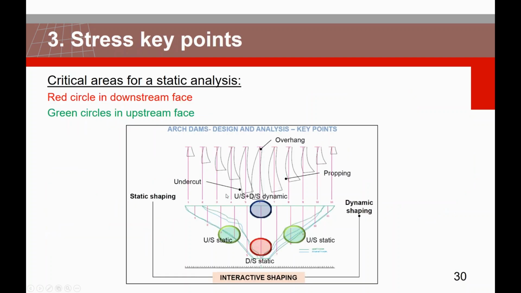And right now, we can see what the critical stress areas are that we're going to focus on in every iteration. And we have the red circle in the downstream phase, which is located in the central area of the dam. And here we're expecting high tensile stresses in the downstream phase. And the same thing, but for the green circles, that they're located in the upstream phase. And as you see from the picture again, they're around the foundation area for both of the sides.